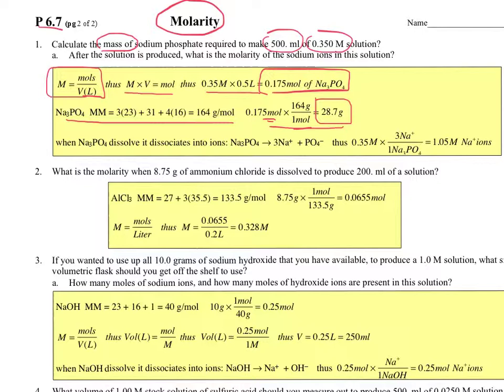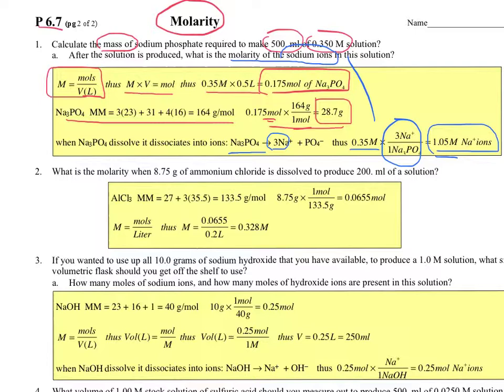Now, there's a second question here that asks, when this chemical dissolves, what is the molarity of the sodium ions? Well, it's important to realize that when sodium phosphate dissolves, we get 3 sodium ions. It's like a buy one, get 3 particles. So the molarity, which we knew in the original problem, times 3 sodium ions will give us triple the molarity of the sodium ions swimming around the solution. So there's 0.35 molarity of the chemical, but there's triple that, 1.05 molarity of sodium ions.